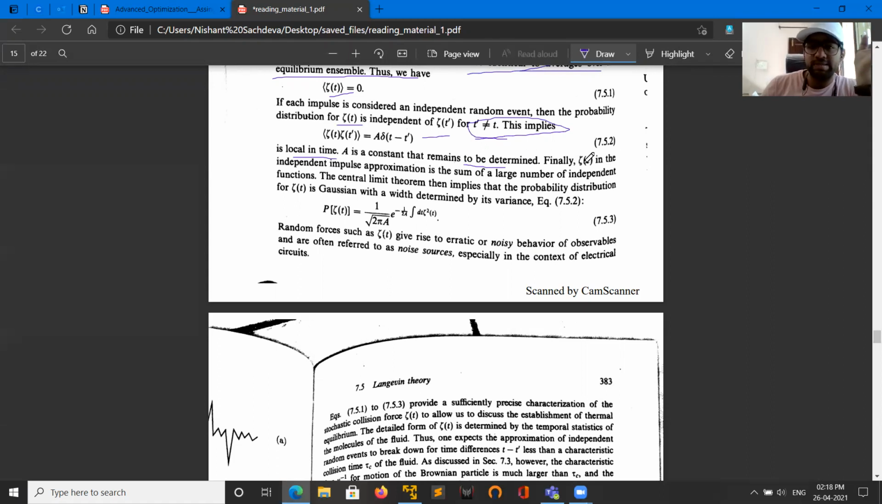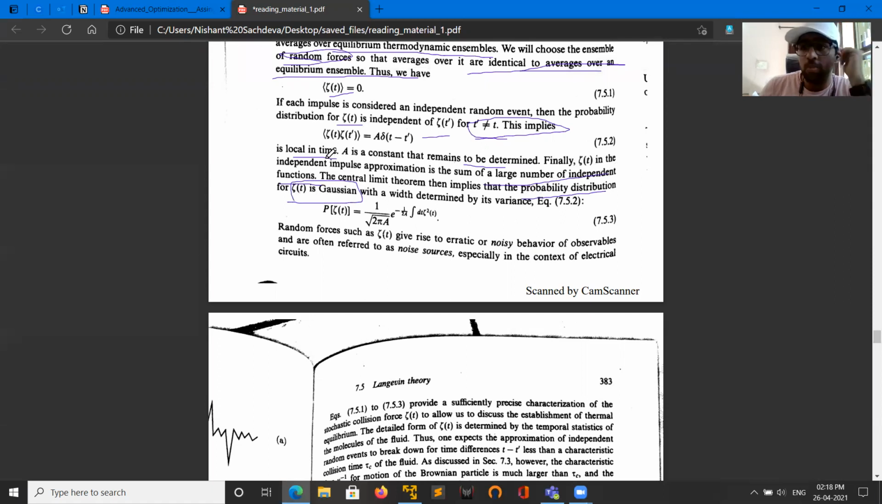Finally, tau of t in the independent impulse approximation is the sum of a large number of independent functions. The central limit theorem then implies that the probability distribution for tau of t is Gaussian. We assume it normally. Why? Because the more samples we have, the higher the probability that we can sample using a Gaussian. That is basically what the central limit theorem is.